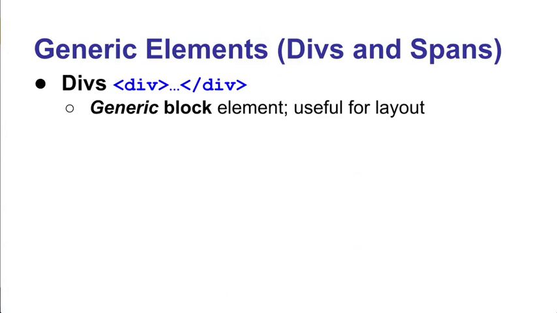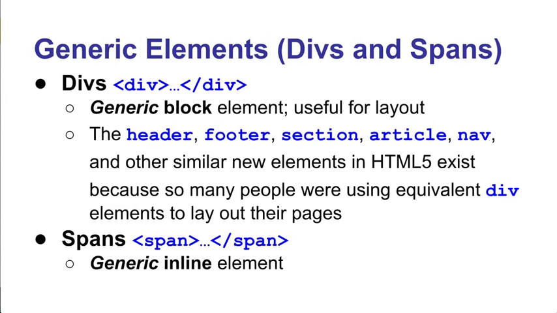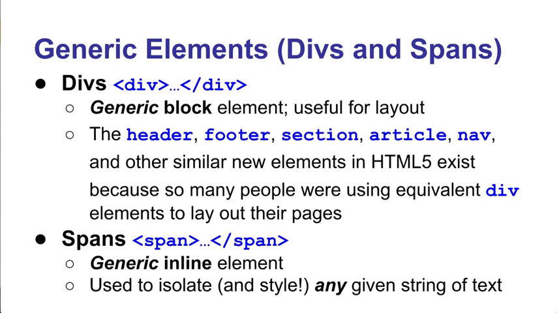Divs are the generic block element and work really well for specifying customized regions of the page. Over the years, the names we've given to some of these generic block elements have become standardized, leaving us with the new HTML header, footer, section, article, and nav elements. Spans are the generic inline element and can be used to isolate any given string of characters on the page for styling.